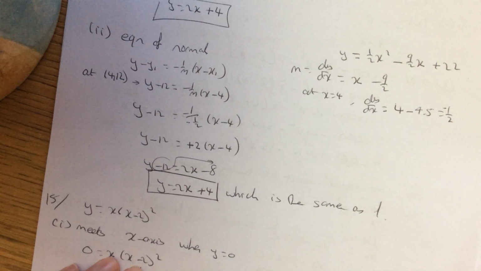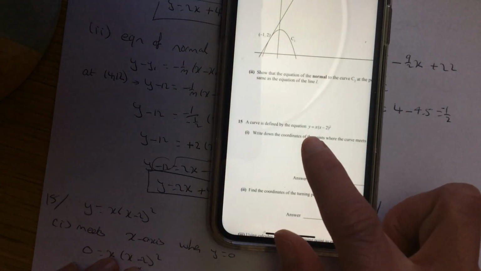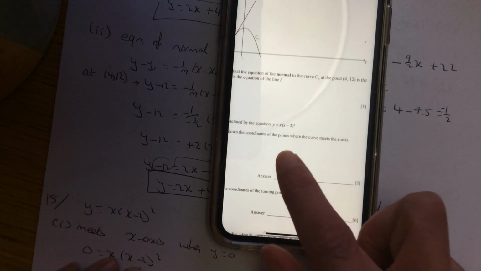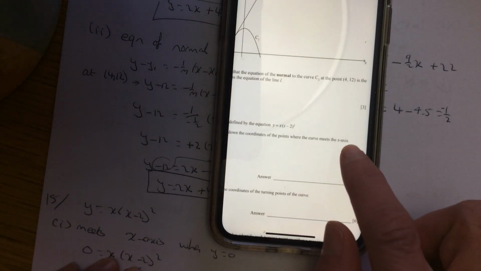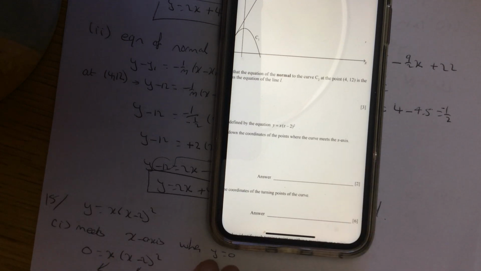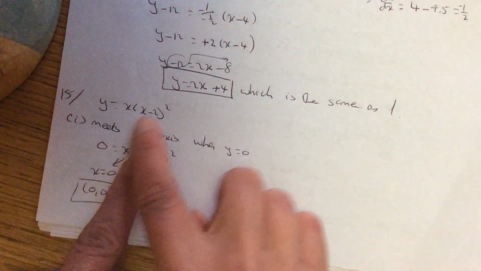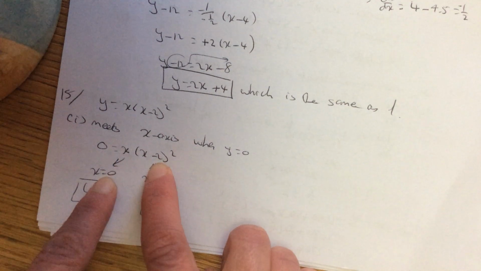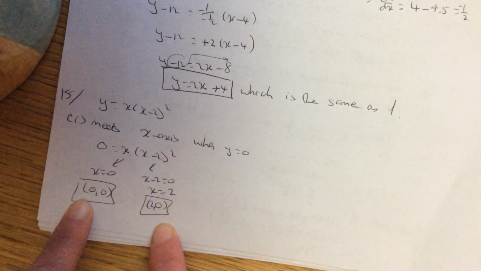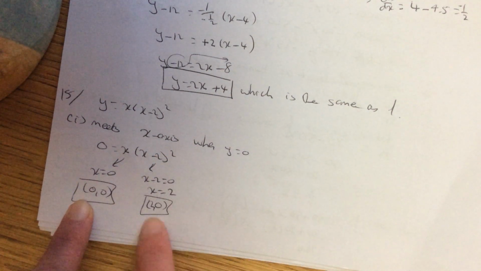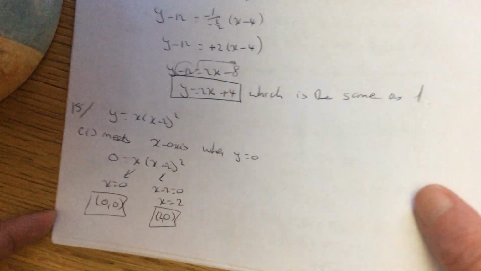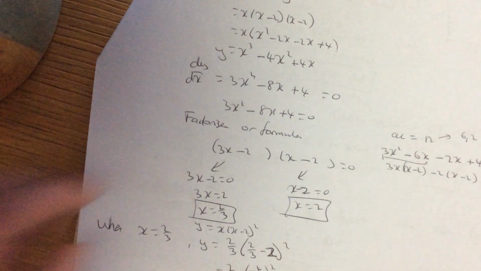Question 19, or 15, sorry. Right, find where the curve meets the x-axis. Remember how to do that? You put y equals 0. So don't multiply this out, it's already been factorised for you. So put each bit equal to 0. Remember the y already is 0, and that shows you where it crosses the x-axis, or meets the x-axis.